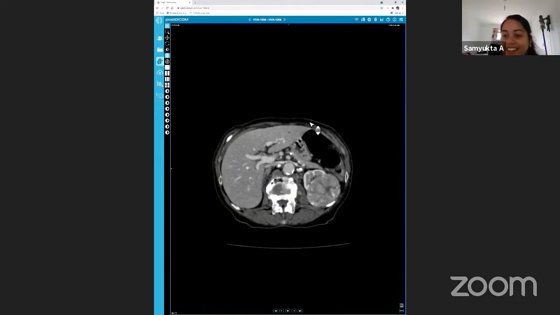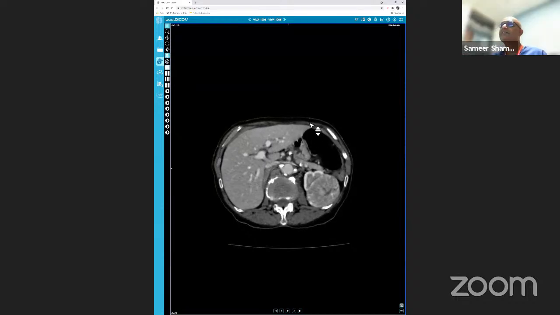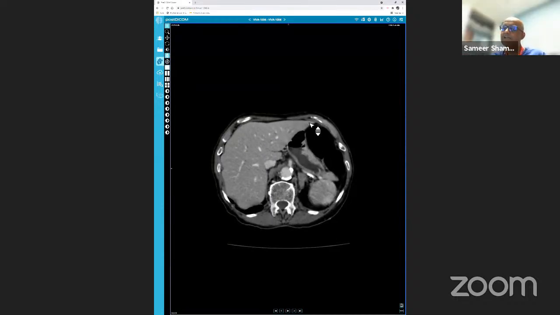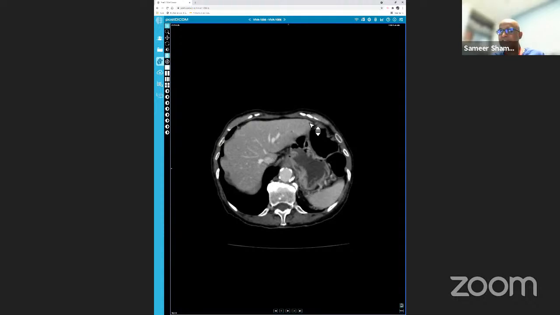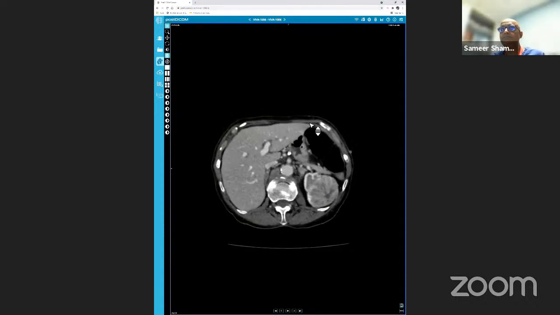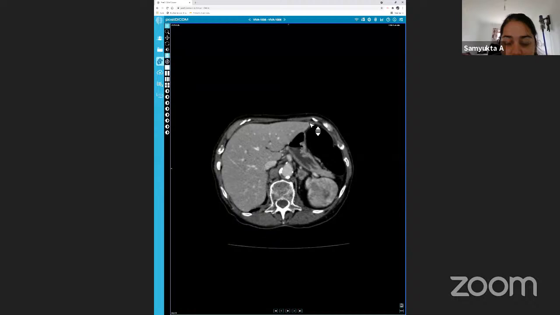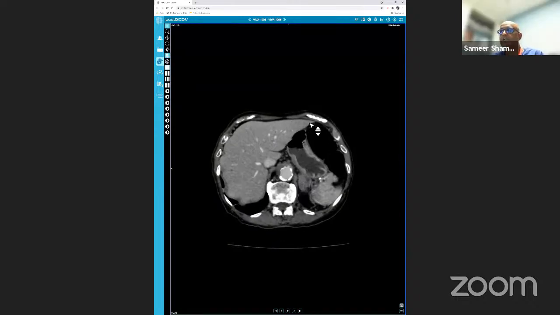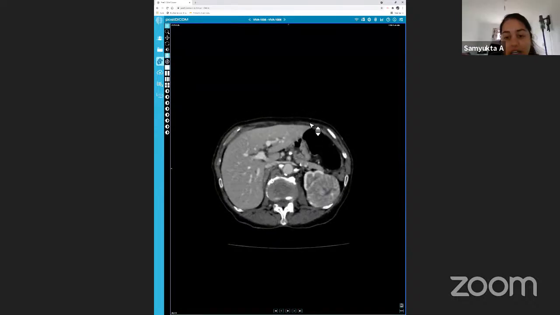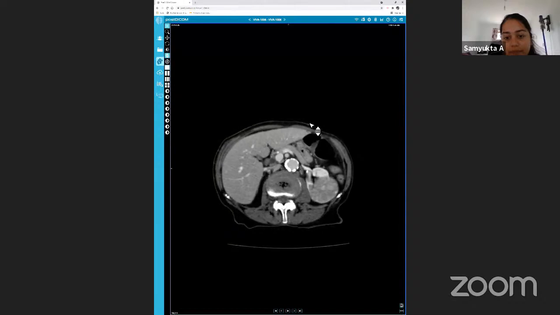Sorry, what was the history again? Patient presents with abdominal pain and also getting a bit of a low pulse rate, high pulse rate on examination. Okay. There's also bulky... So tell me about the kidney first. So let's do one at a time. So what do you think of the renal mass?